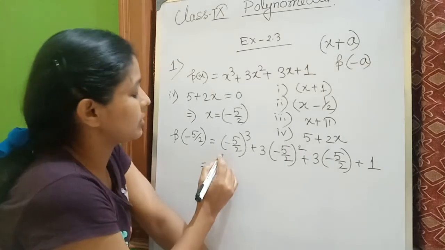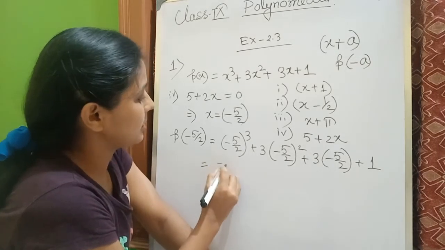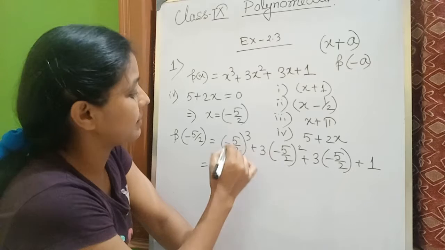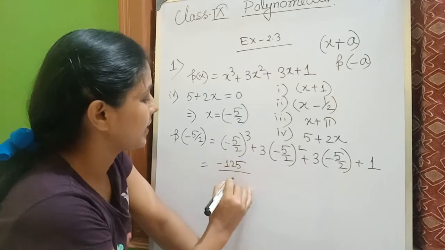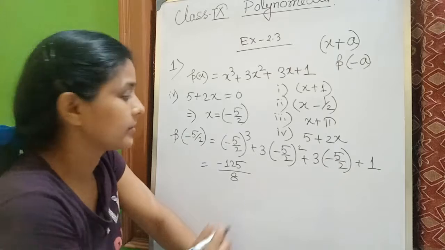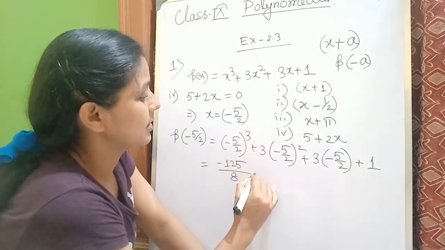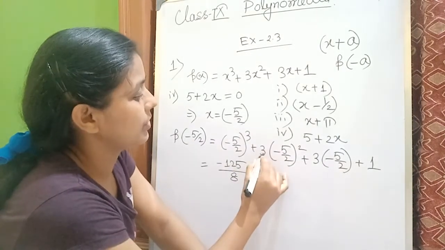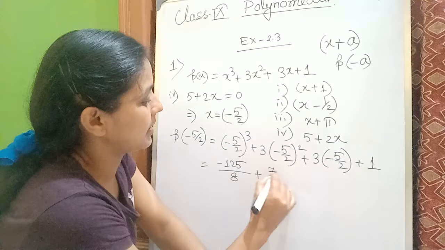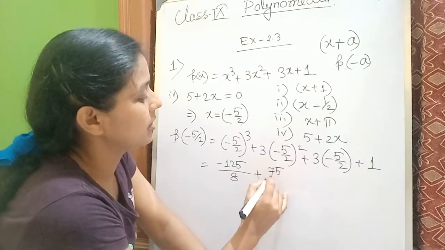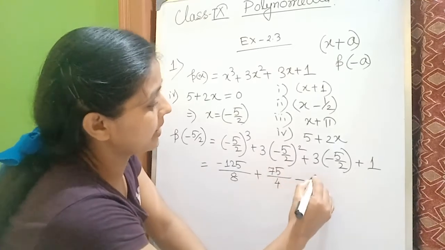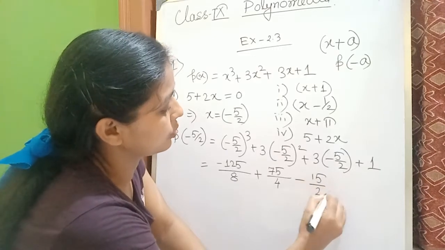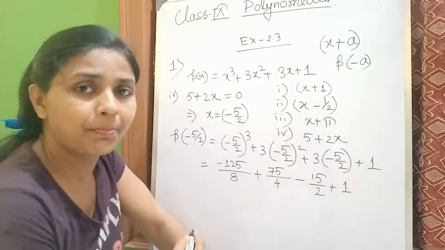That is equal to minus 5 fives are 25, 25 fives are 125, divided by 8, since 2 cubed is 8, plus 3 into 25, that's 75 divided by 4, minus 15 divided by 2, plus 1.